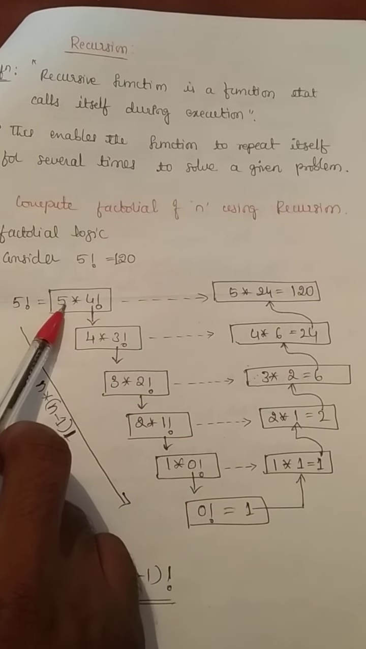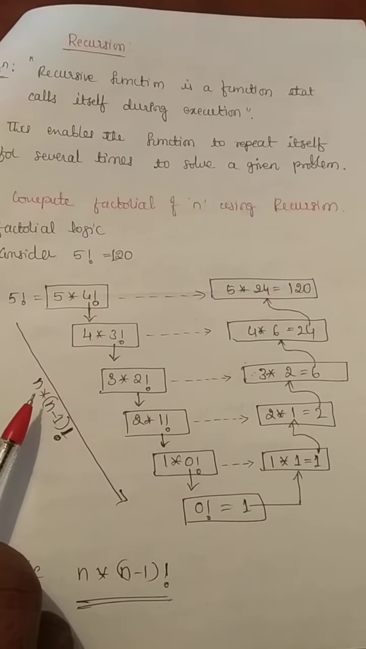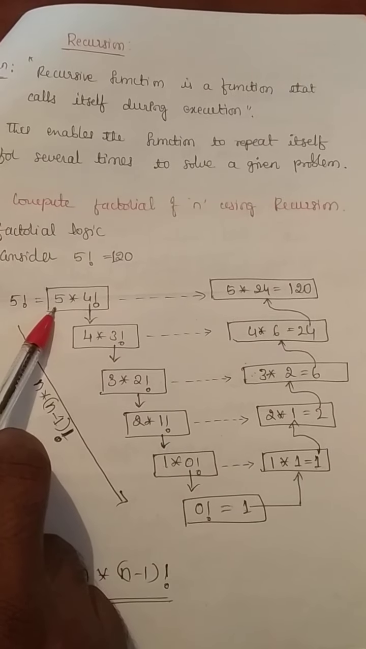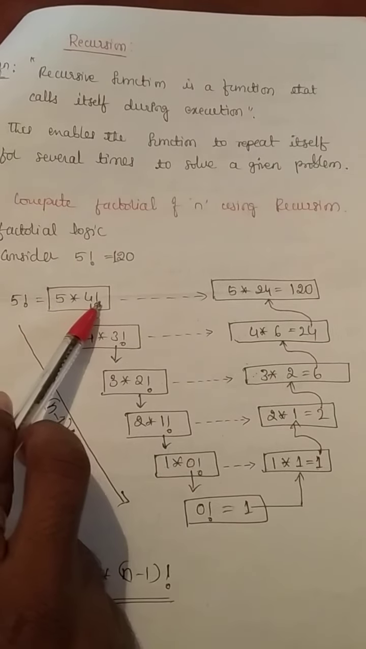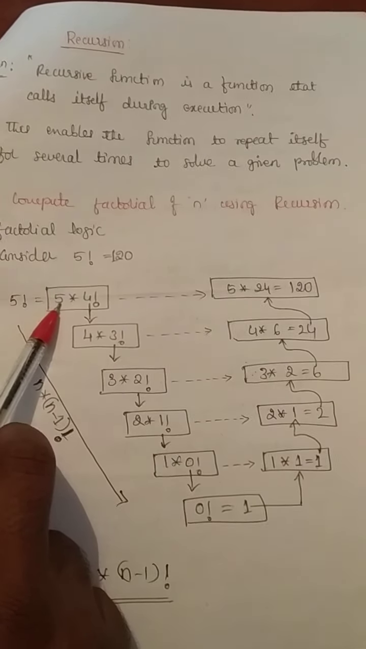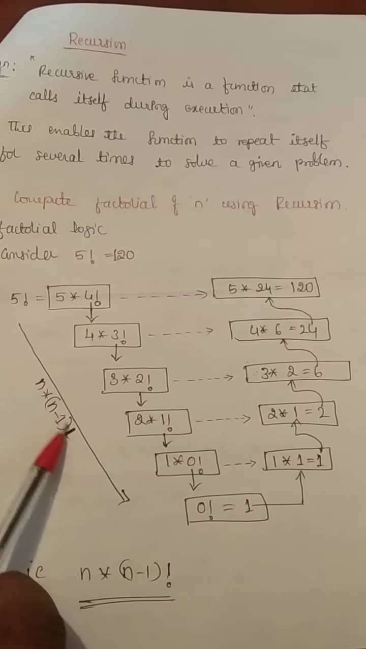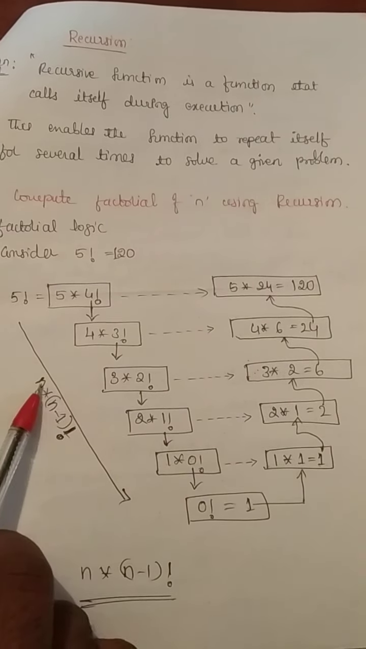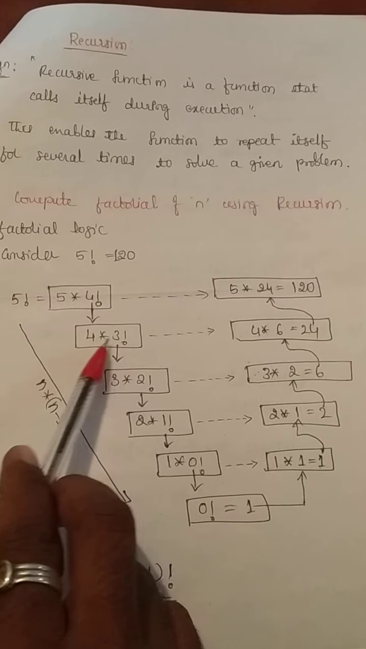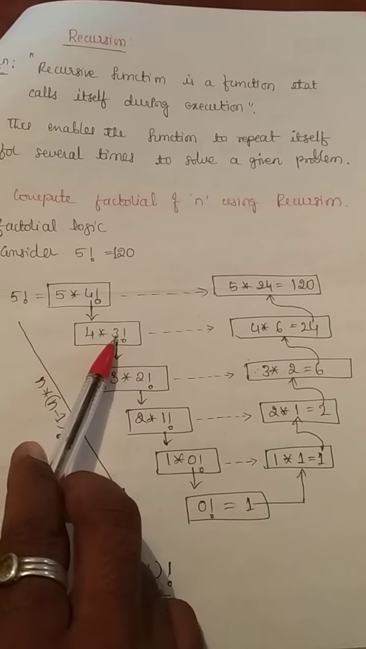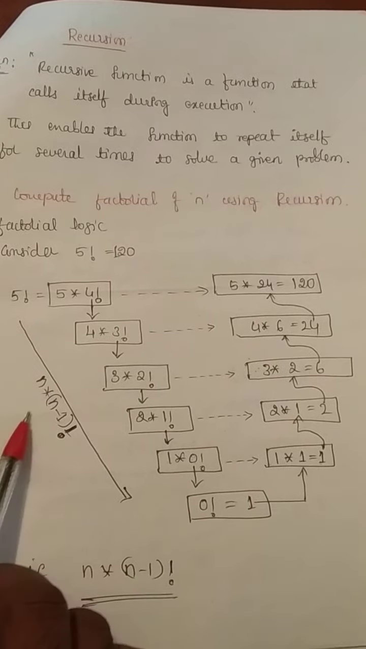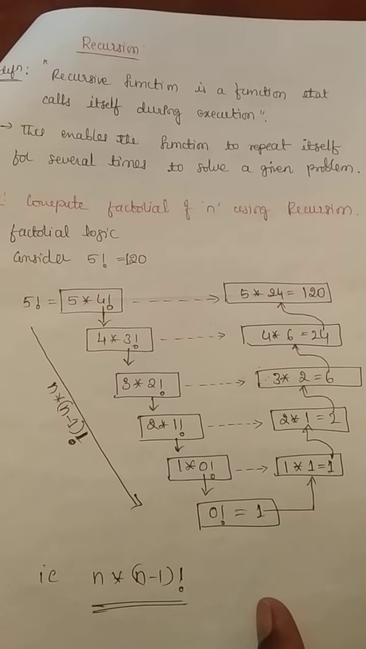See, this process I can write like this: n into (n minus 1) factorial. It means if I consider this as n, this will be n minus 1. See, 5 means 5 minus 1, 4 factorial, like that. Then if I consider this will be n and this will be n minus 1, n is 4 means 4 minus 1, 3. Got it? So this formula I am going to use in a program.